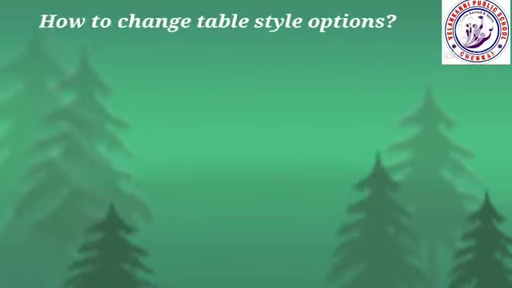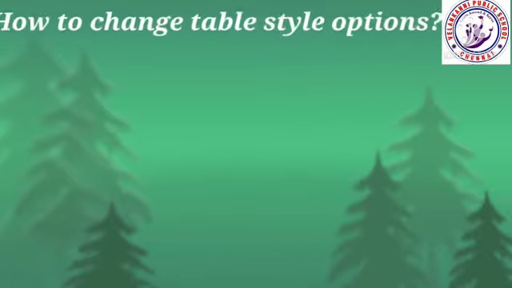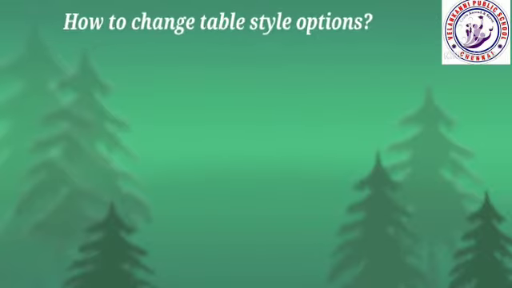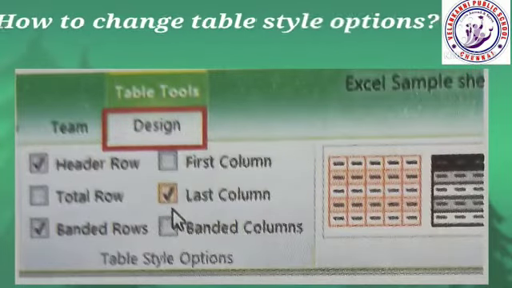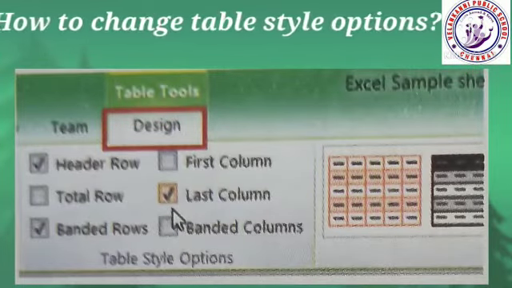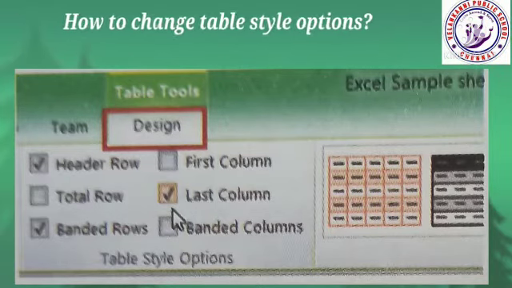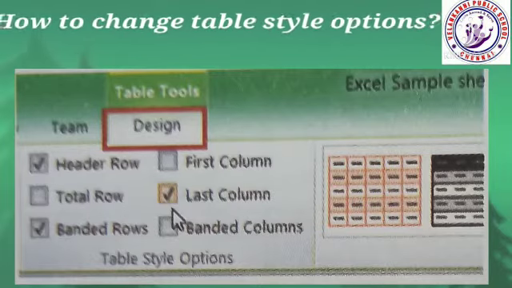Next, we are going to see how to change table style options. When using an Excel table, you can turn on or off the different options to change its appearance. Step 1. Select any cell in your table. The Design tab will appear. Step 2. From the Design tab, check or uncheck the desired options in the Table Style Options group.